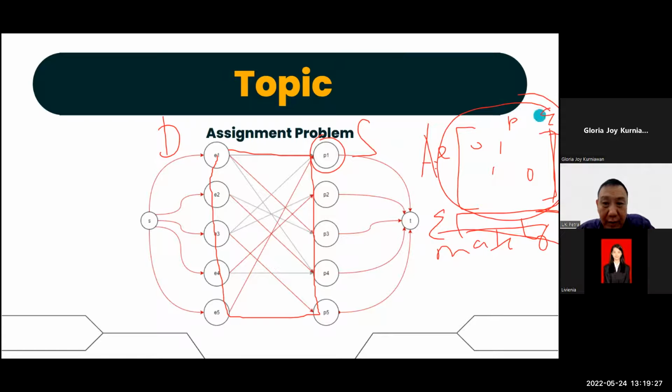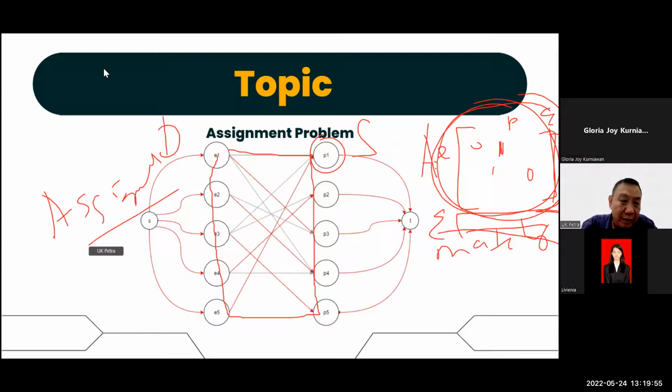The output is probably similar to this matching, but now if this is 1, it will become 1, and if this is 1, it can be 0, right? So this is an assignment problem, isn't that what you want? This algorithm is called the Hungarian algorithm.